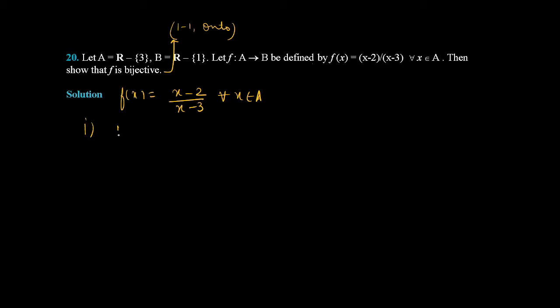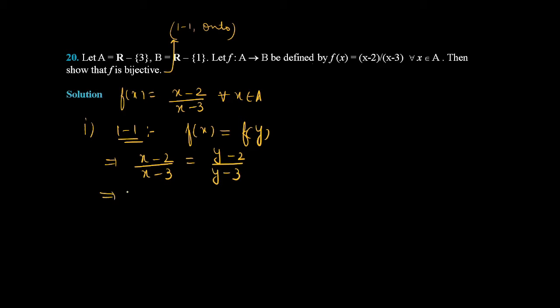First I will check whether it is a one-one function or not. Considering f(x) equal to f(y), f(x) equal to f(y) means (x minus 2) divided by (x minus 3) is equal to (y minus 2) divided by (y minus 3).